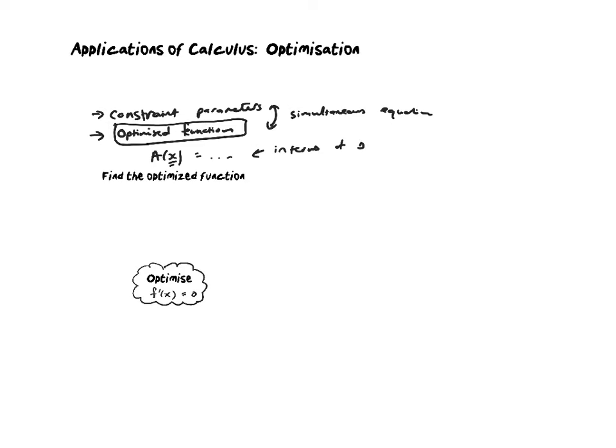Why? Because we want to then find the derivative. When we optimize that function, we want to find it with respect to that one variable. In other words, with respect to x, if there are x's. All right, so this is a very important part.